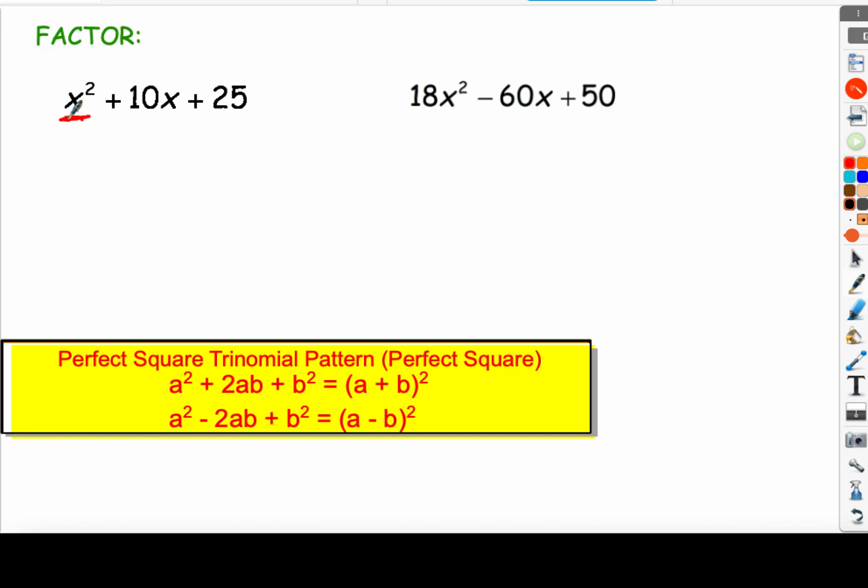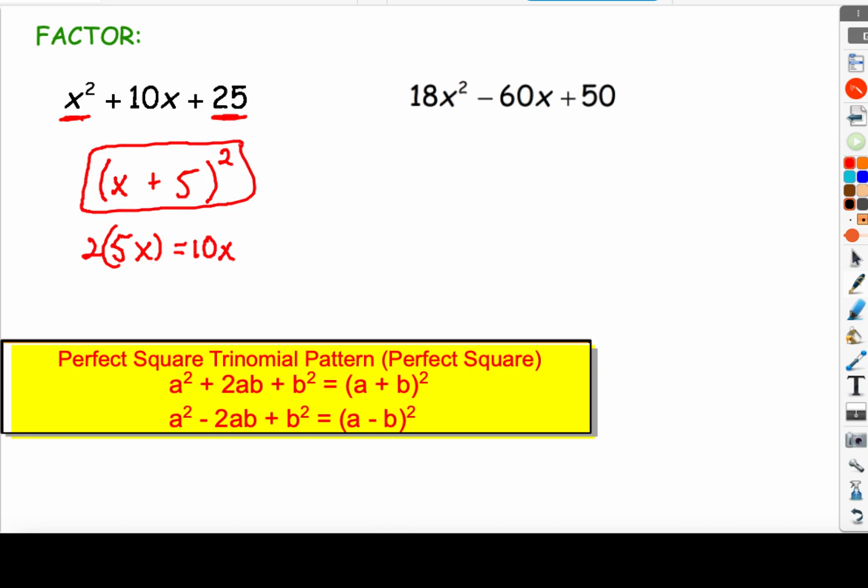If you have a perfect square in the front and in the back, rather than working really hard to factor this thing, what we're going to do is take a leap and a prayer and say, well, x squared makes me think x, 25 makes me think 5. And if the first one times the second one times 2 will give you the middle, well, that would be 10x. Then I know that this is my pattern. Again, you get an a squared in the front, a b squared at the end, but 2 times a times b forms the middle.